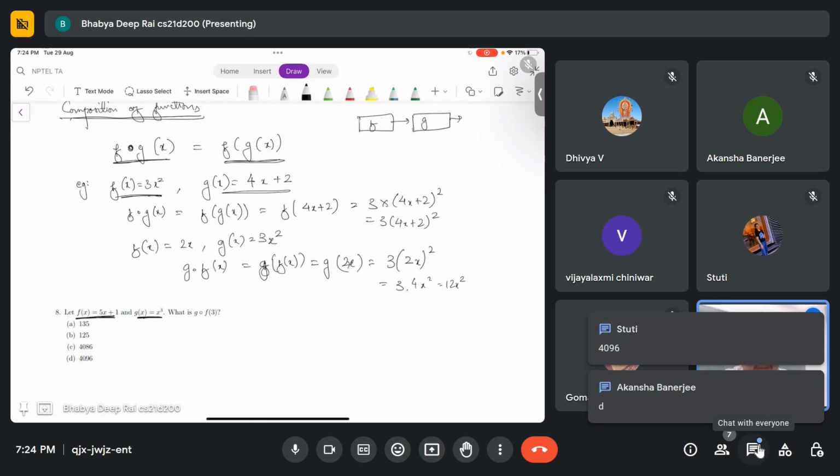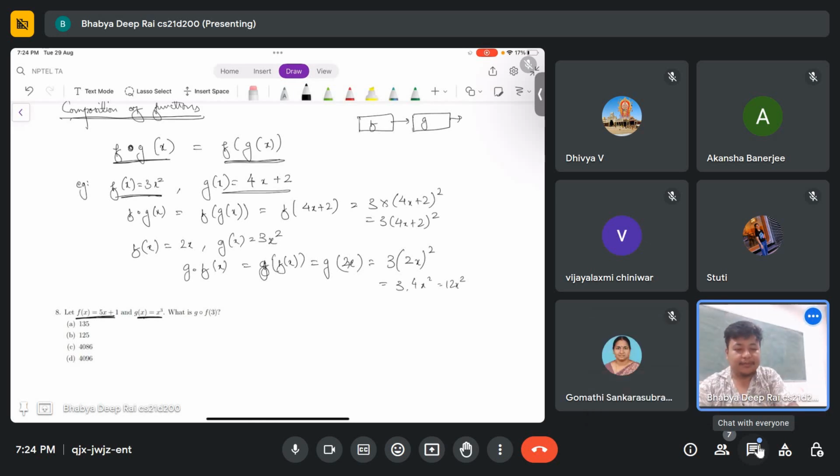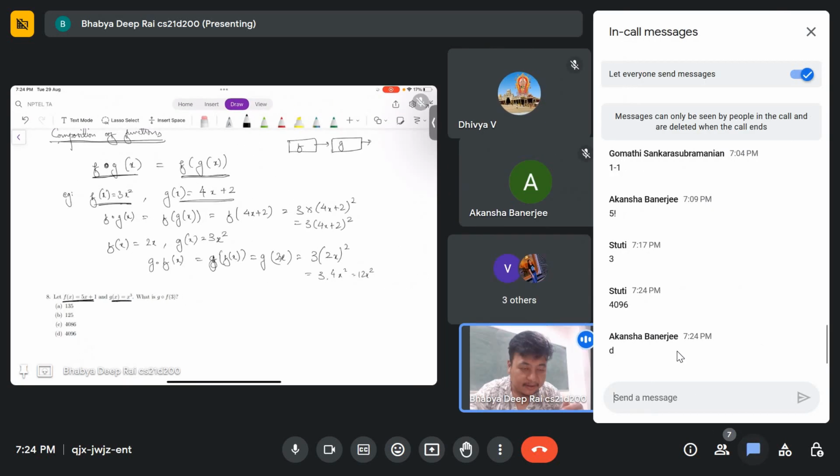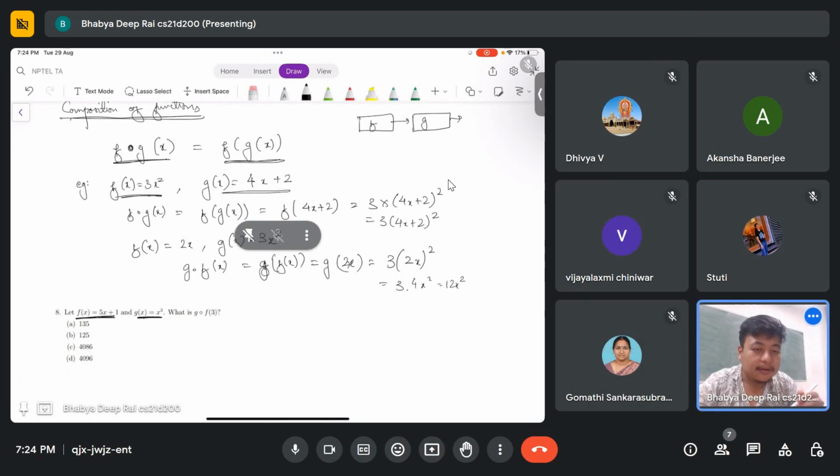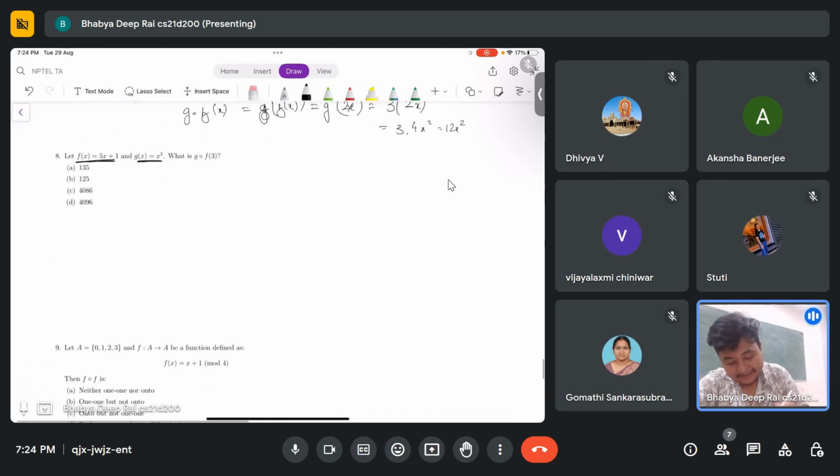Akanksha says D. Stuti says 4096. Okay, same, option D. Good, yeah, that's correct. So, well, the idea is simple.